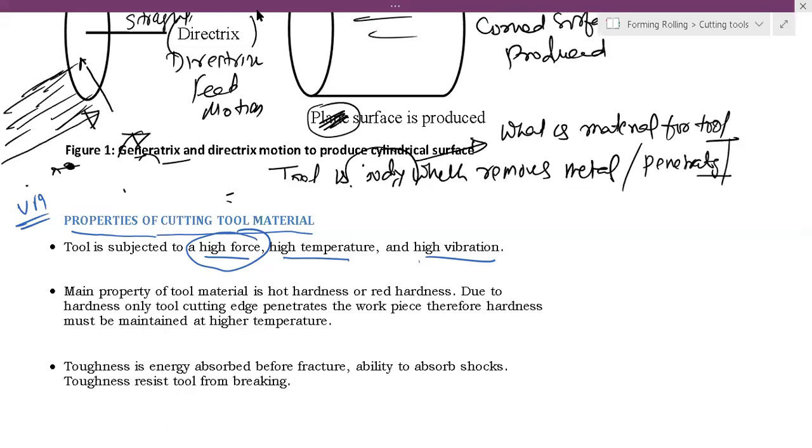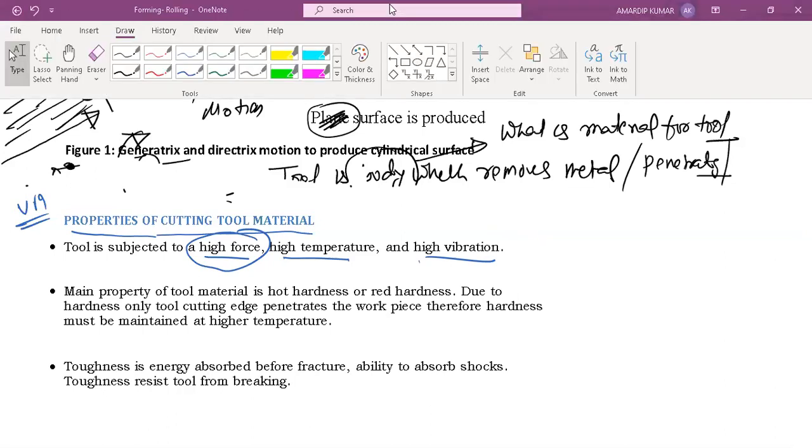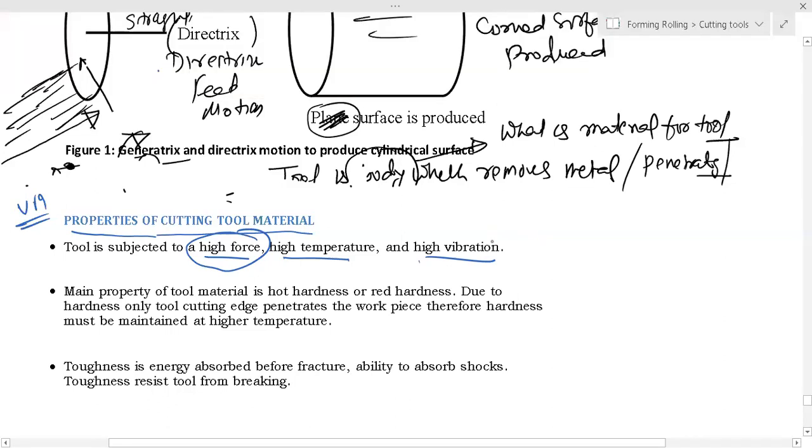The pen, let me get my pen first. Please wait, let me get my pen first. Fine. So let me draw this.